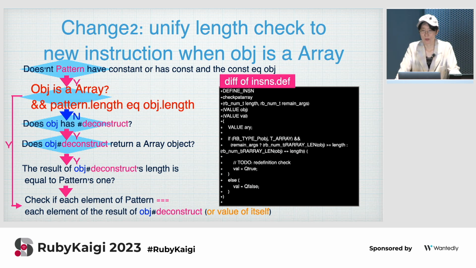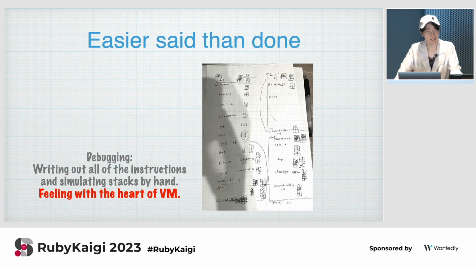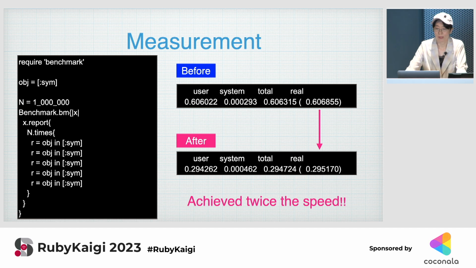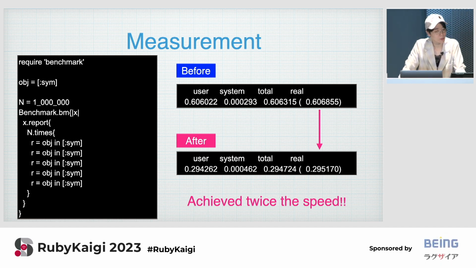It seems too easy, but it is easier said than done. I have to debug by writing out all of the instructions and simulating stacks by hand. It is my effort. It is necessary to be filled with the heart of the virtual machine. How is the result of my efforts? Measurement is here.